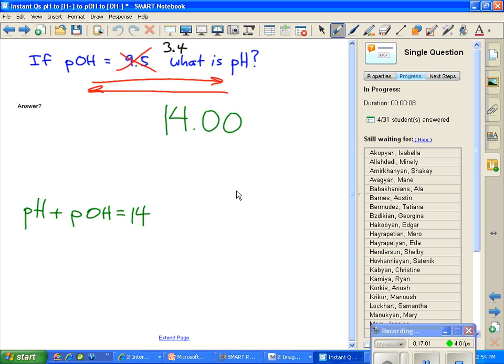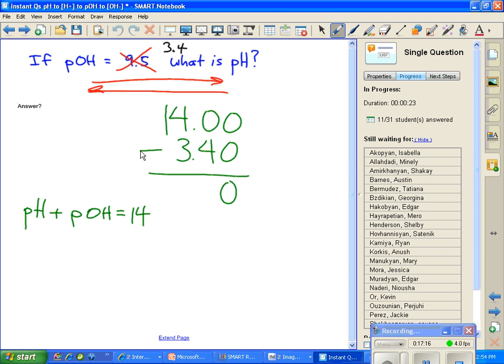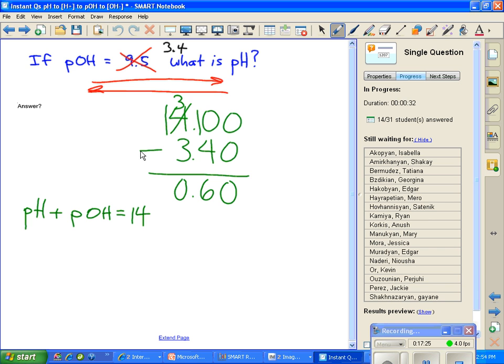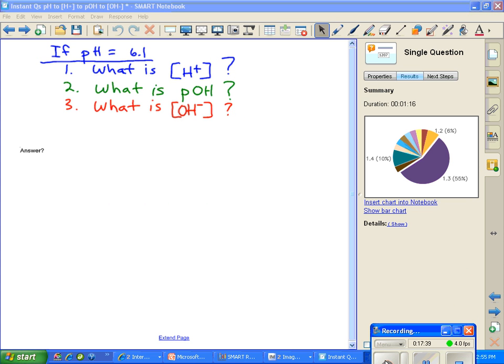Go for it. Okay, so first, since it's pOH, we have to subtract it from 14. So 14 minus 3.4. So it becomes 0.16. 0.60? Oh, yeah. 10.6. Is it 10.6? Yeah, it is. Okay. Yeah, you got it. Very good. That's it.